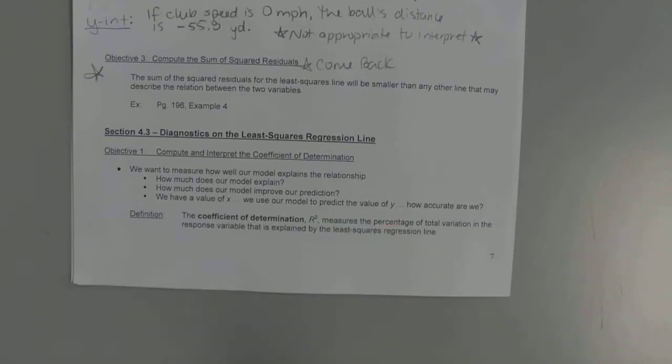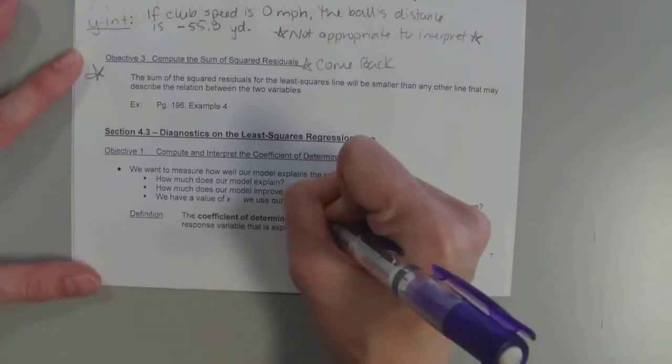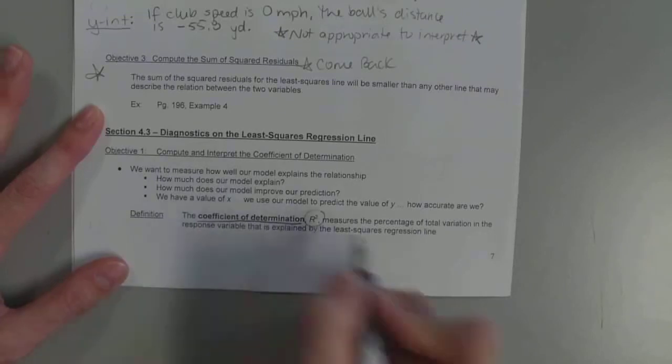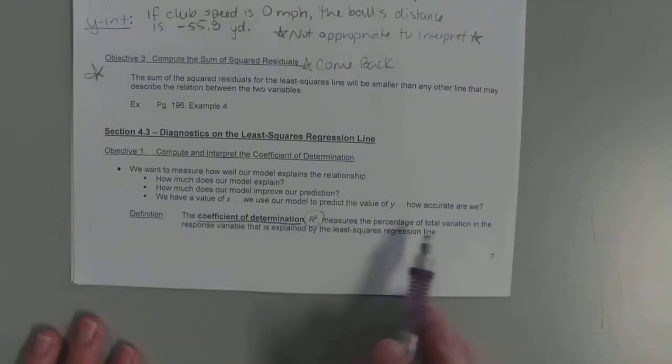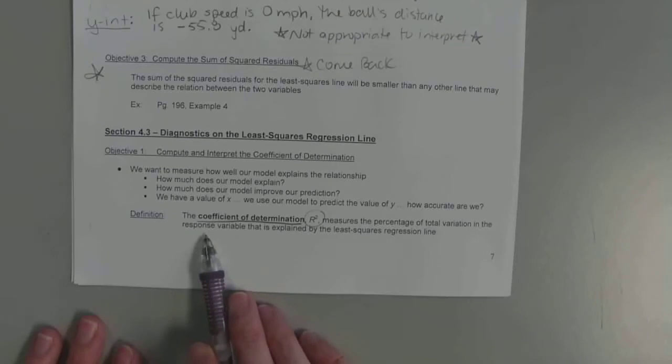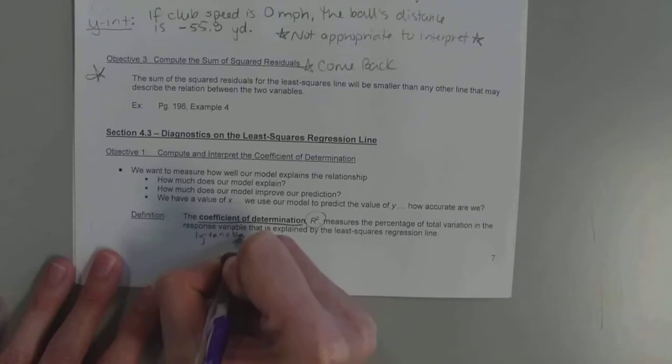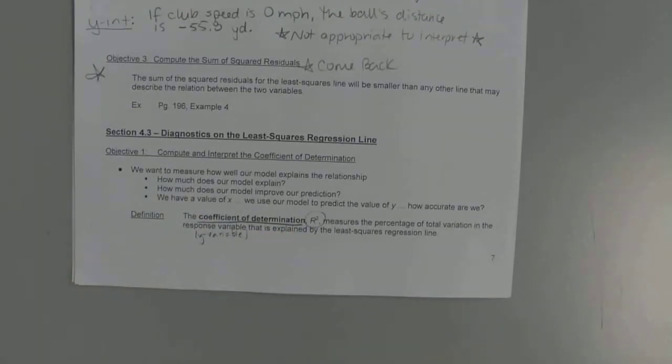Okay. So the coefficient of determination, guys, you want to realize that's our last little guy from our calculator. On Wednesday last week, when we did our calculator cheat sheet, we were given y equals ax plus b, we were given a and b, and then we were given an r squared and an r. And we used everything but r squared, okay? The r squared is the coefficient of determination. It measures the percentage of total variation in the response variable, so that's your y variable, that's explained by the least squares regression line.